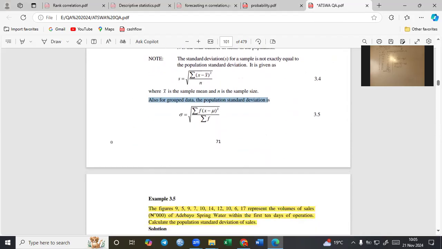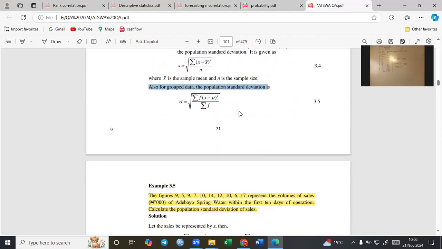Now let us write down that question. So we shall use the formula: standard deviation is equal to the square root of the summation of frequency times x minus mu squared over the summation of frequency. So that's how we shall get our standard deviation.